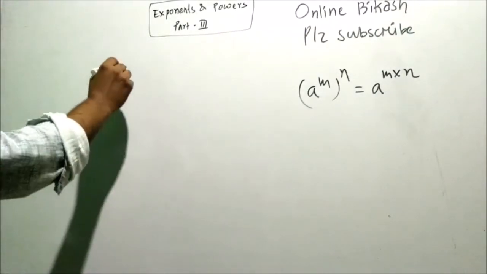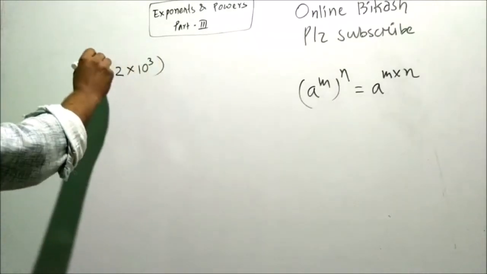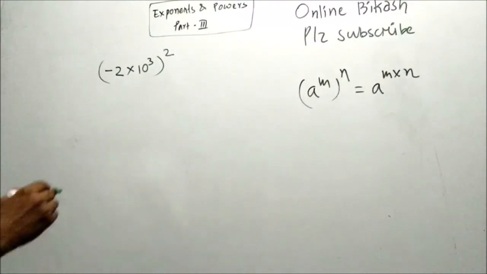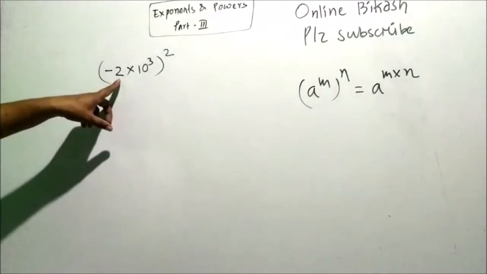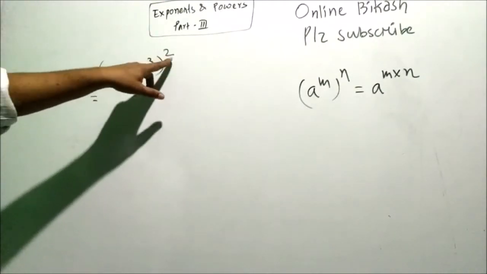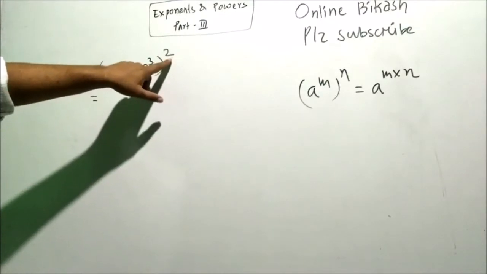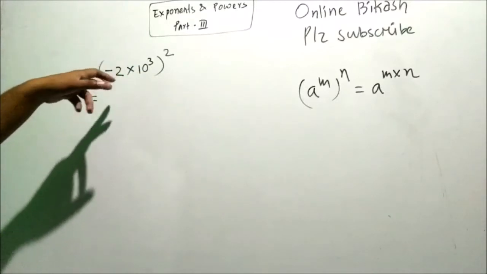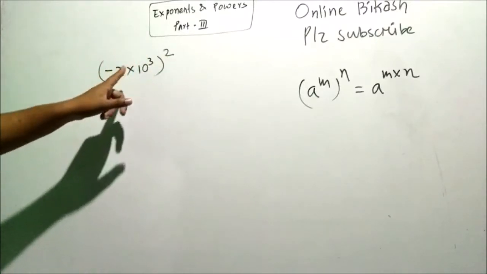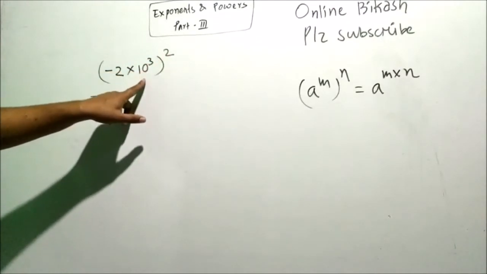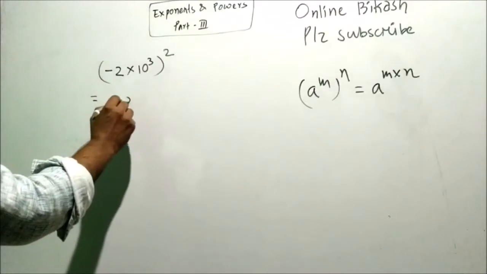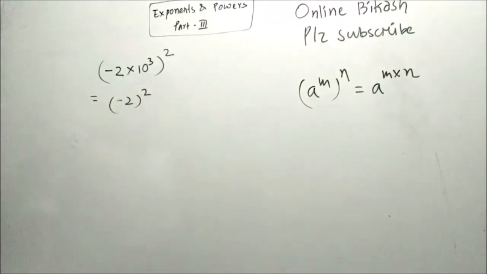Minus 2 into 10 cube whole square. Minus 2 into 10 cube whole square. You can see that these two are multiplied and the power is 2. This power 2 indicates the bracket. What does the bracket mean? It means this 2 is the power of minus 2, and this 2 is the power of 10 cube. So if we want to express it, we will express it in this way.